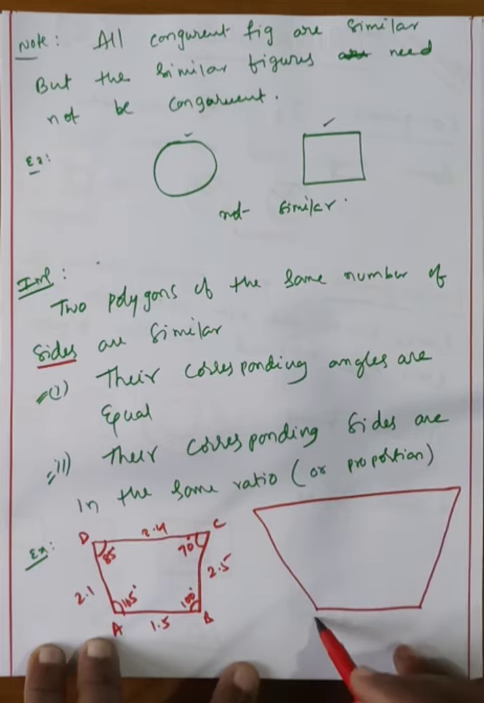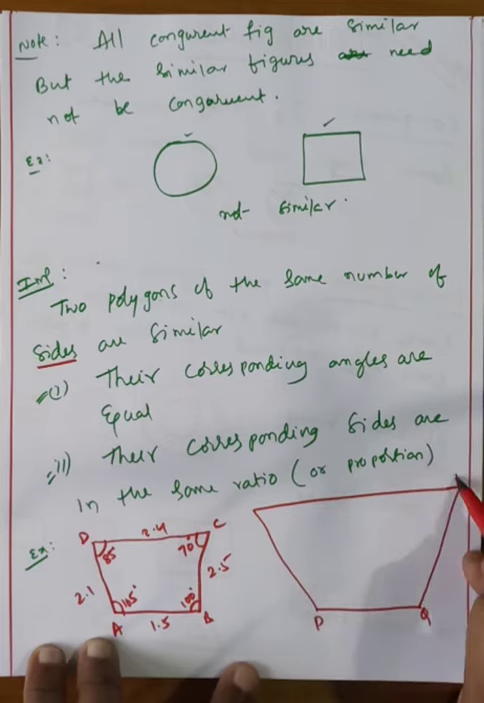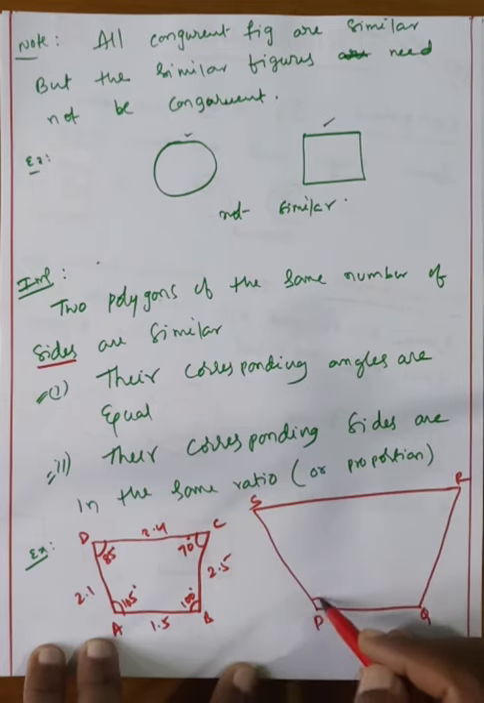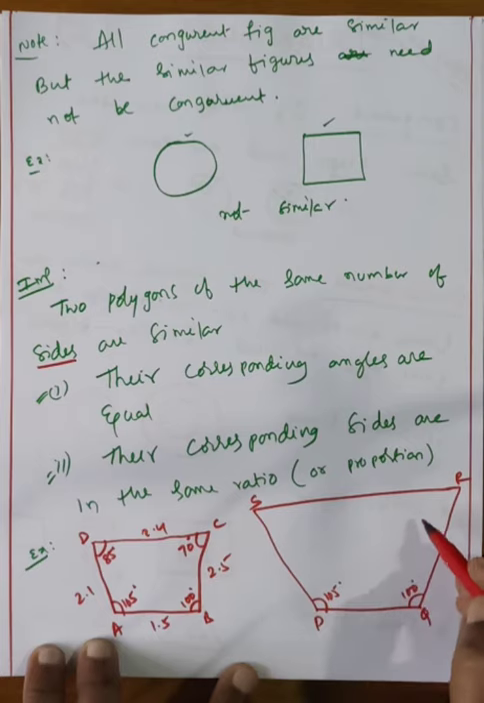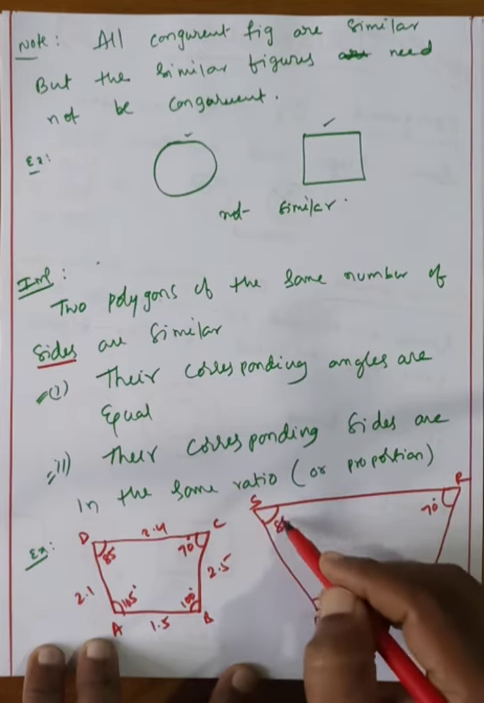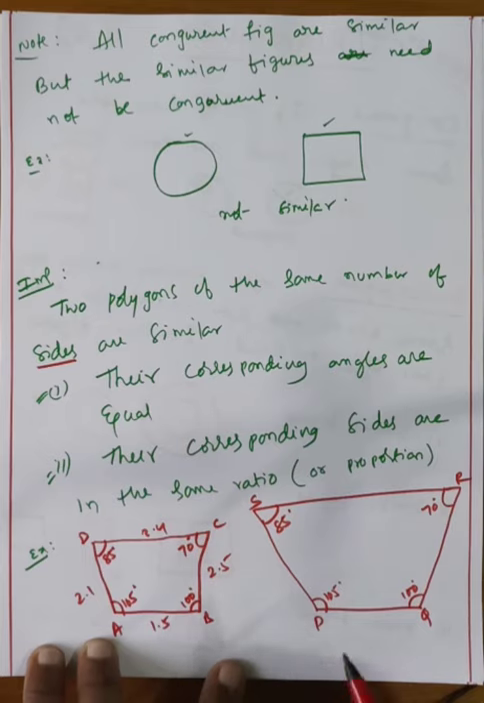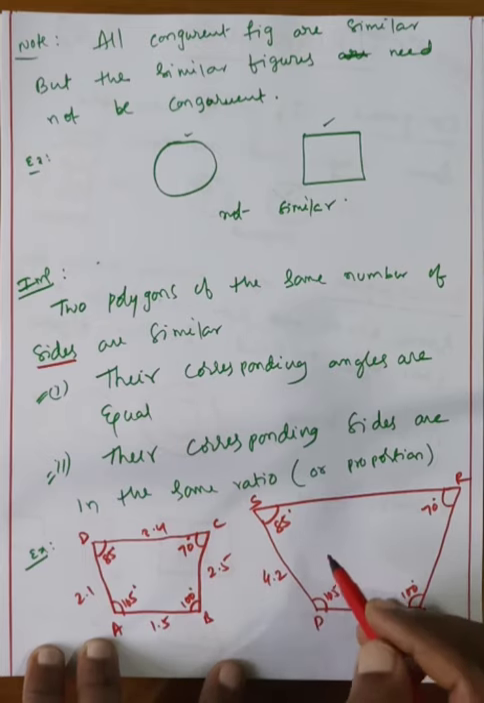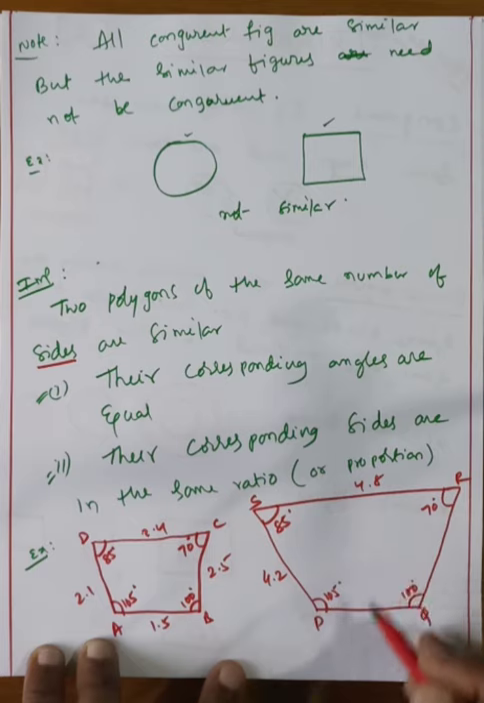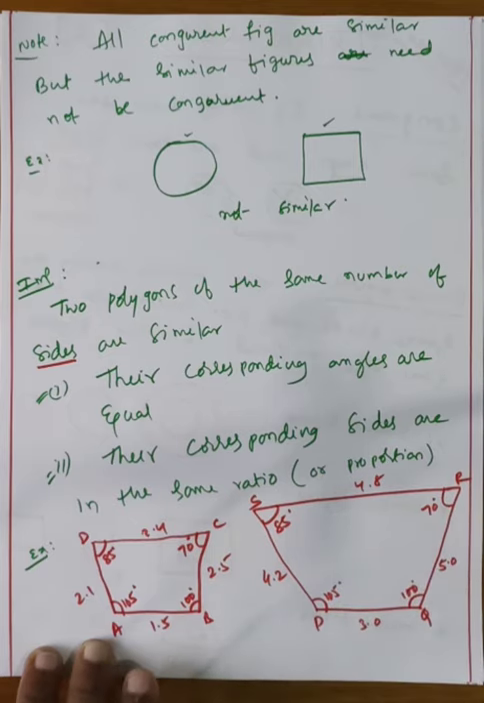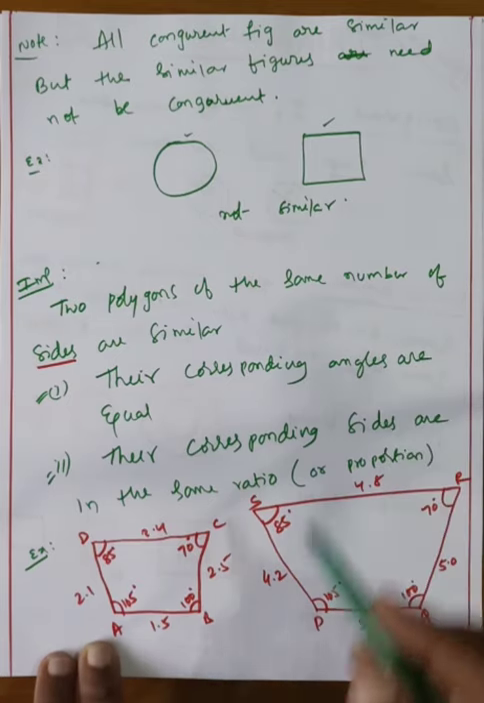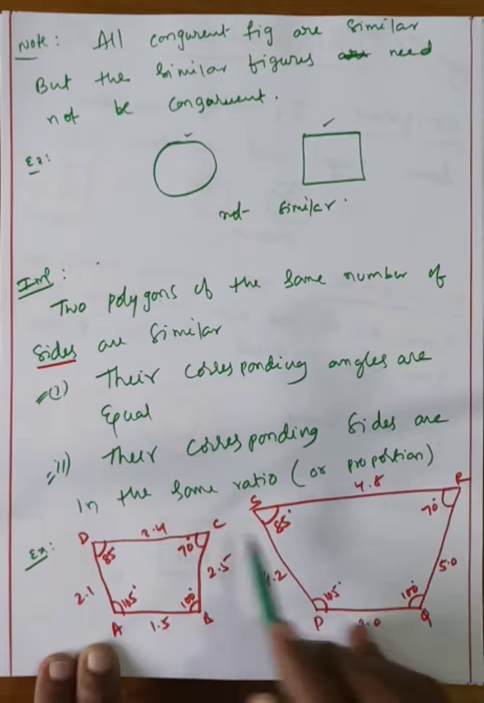First of all, this is PQRS. This is 105 degrees, this is 100 degrees, this is 70, and this is 85 degrees. Observe that, my dear students. This side is 4.2, this is 4.8, this is 3.0, this is 5.0. Now, first, the same number of sides. How many sides are there? 1, 2, 3, 4. 1, 2, 3, 4.